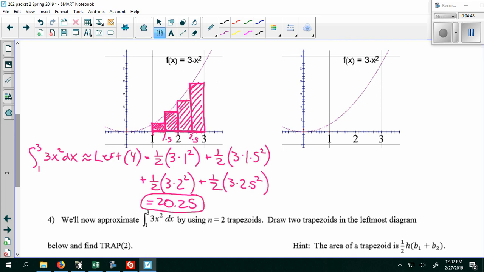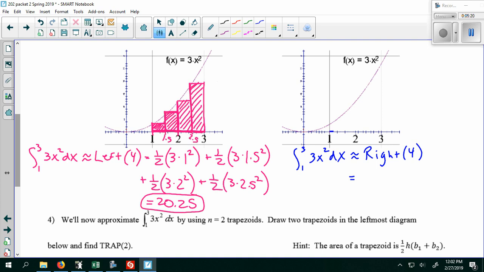Okay, so now I'm going to do a similar procedure on the same graph. I'm estimating the integral from 1 to 3 of 3x squared dx again, but this time I'm going to use right rectangles, 4 right rectangles. So I've got the integral from 1 to 3 of 3x squared dx. This is approximately equal to right 4. Okay, and I'm going to calculate that by building right rectangles over my intervals.